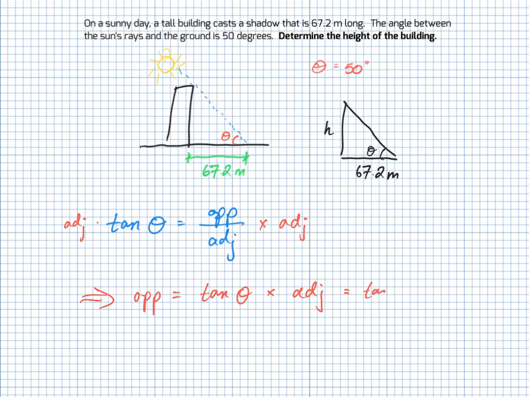Okay, and we can just plug in our known information, correct? So we'll write in tangent of 50 degrees times 67.2 meters. And if we do some plugging and chugging, plug it into your calculator here, we're going to get an opposite side, or height of the building, equal to 80 meters.